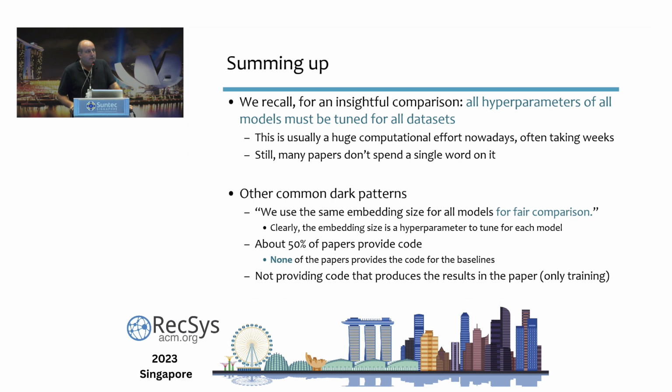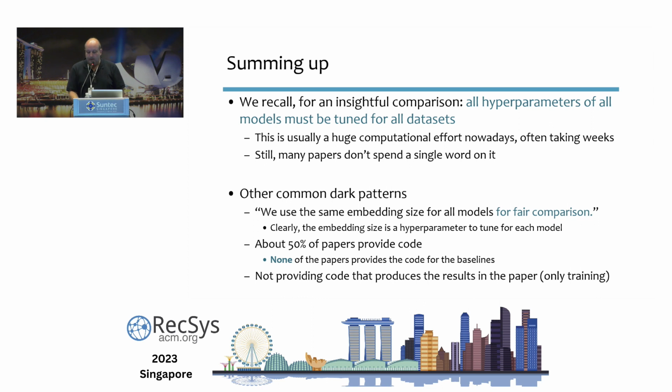Now, looking at the papers, we found other dark patterns in the tuning process. There are many, many papers that said, in the comparison, we use the same item or user embedding size for all the models for fair comparison, which in fact is a very unfair comparison because the embedding size is a crucial hyperparameter that significantly impacts the performance of all the models.